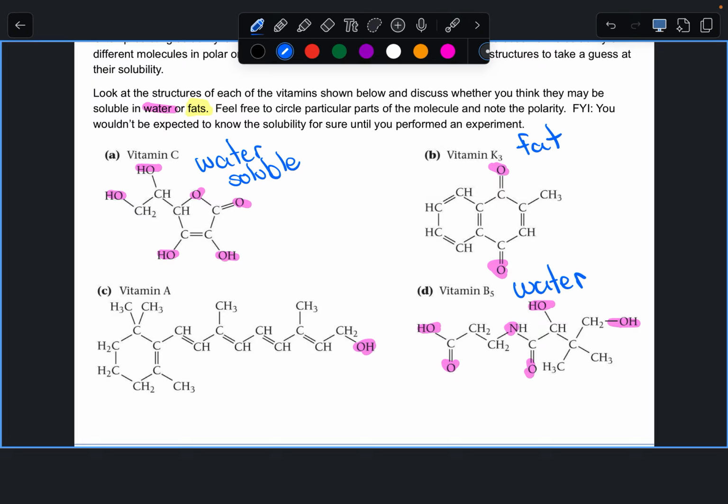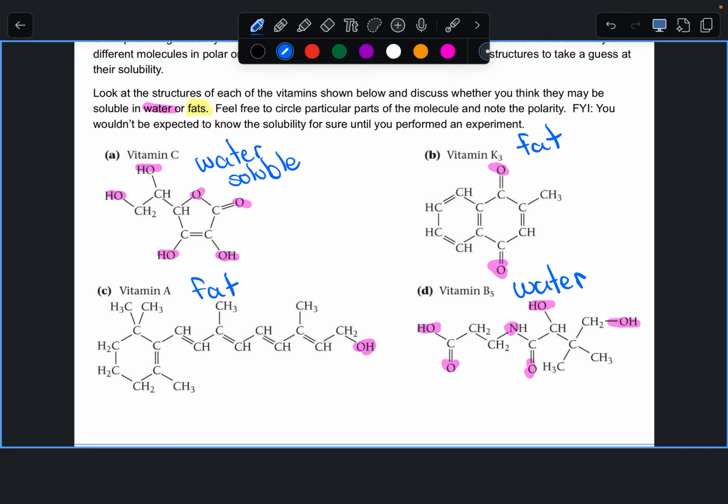And vitamin A, if any of these are fat soluble, it's going to be vitamin A, because it has this huge portion of the molecule. It actually looks a lot like a fat, just with a ring on the end instead of a straight chain. And it's just got that one OH group on the end. Okay, so I'm going to assume this one is fat soluble, which it is.